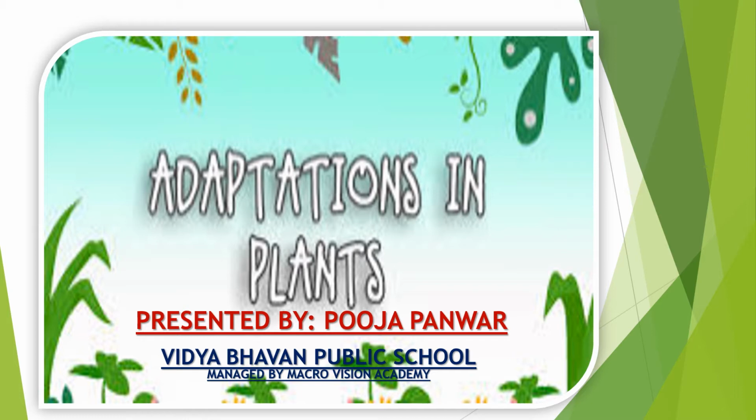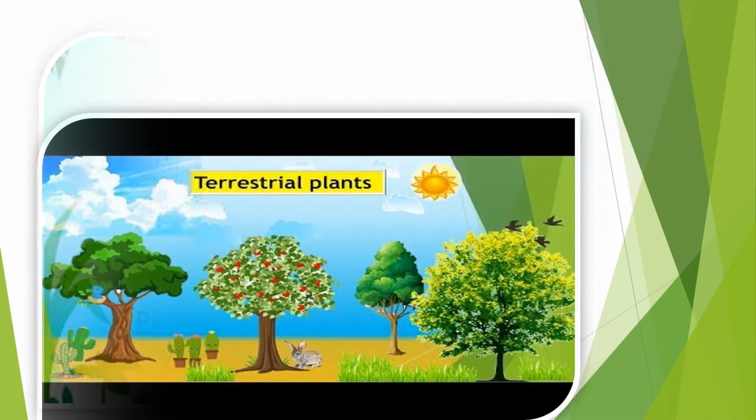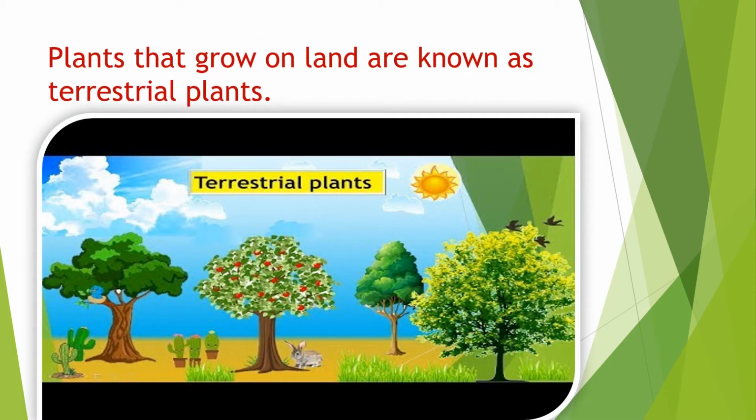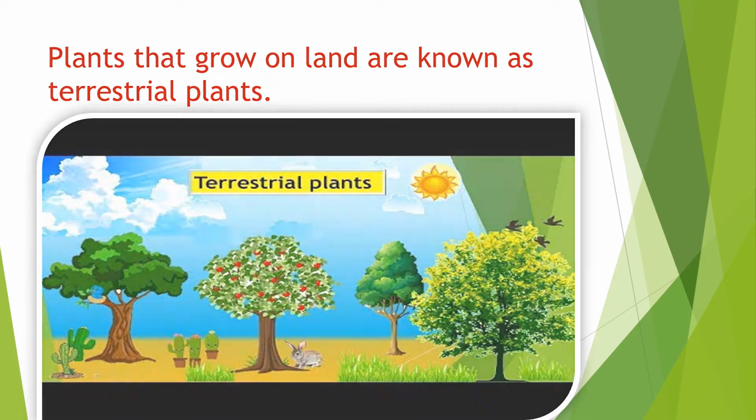Today we are going to learn adaptation in plants. There are different types of plants like terrestrial plants, aquatic plants, insectivorous plants and non-green plants. Plants that grow on land are known as terrestrial plants. Land has different features like plains, mountains and deserts.